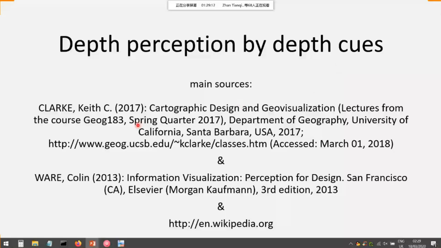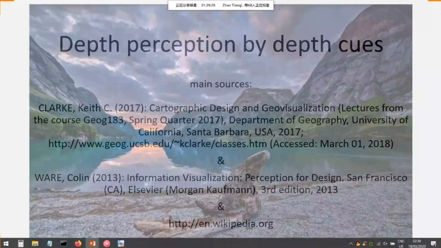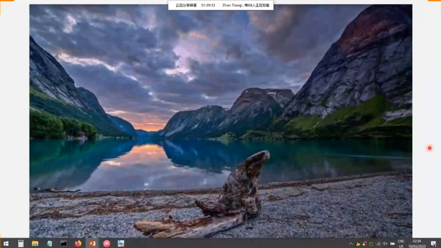I again used material here from Keith Clark and from Colin Ware, this book that I have also uploaded for you today, and also Wikipedia. I want to start here with just a photograph of the beautiful landscape. This is in Norway, so that's a typical fjord landscape.